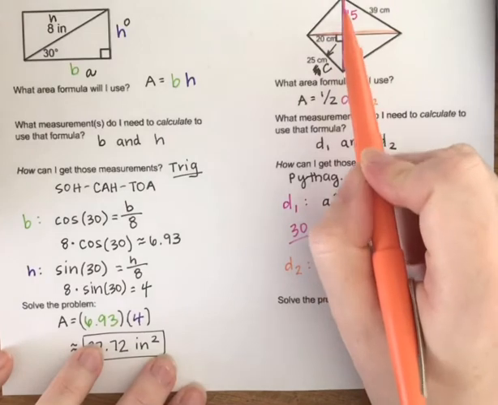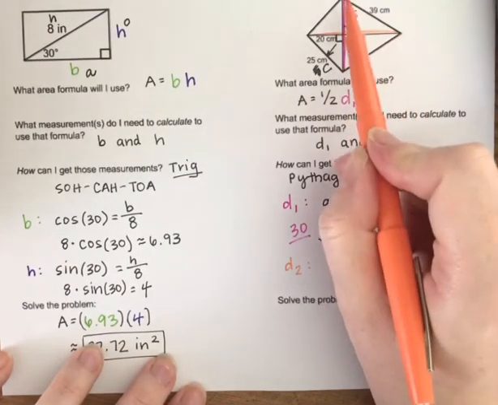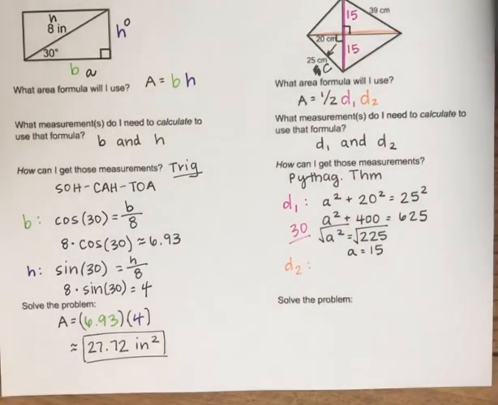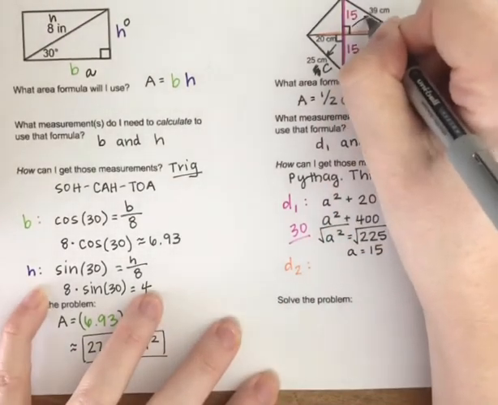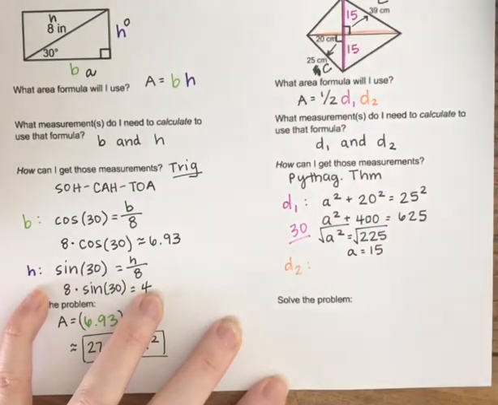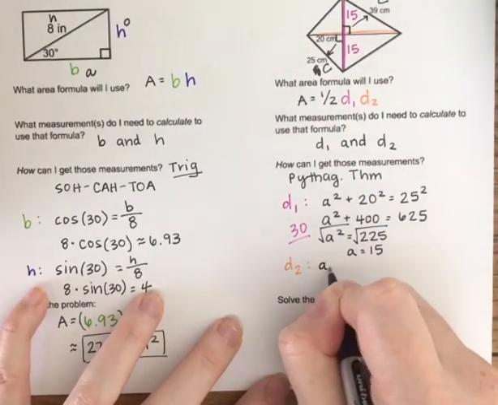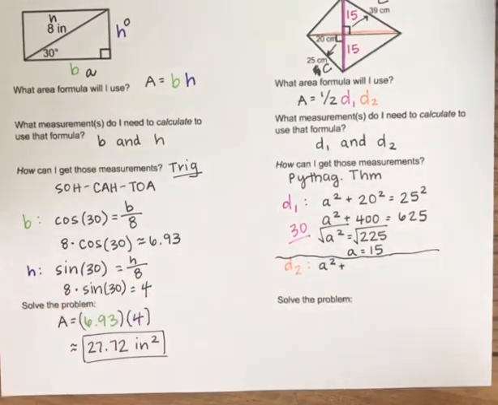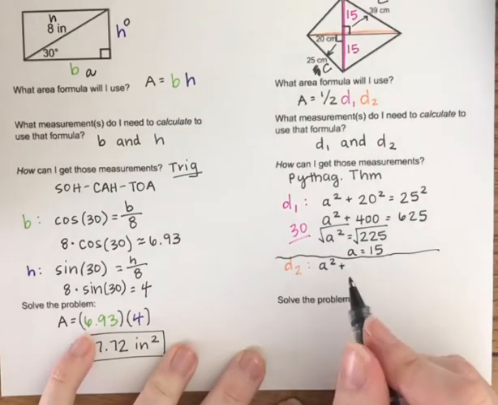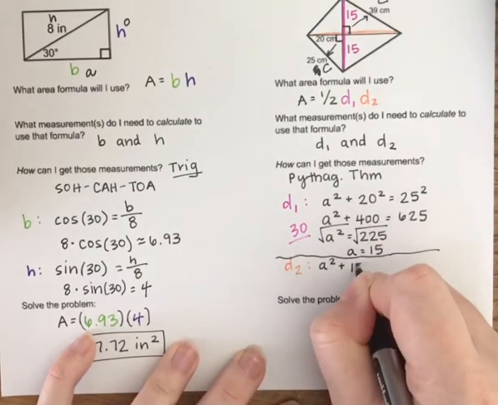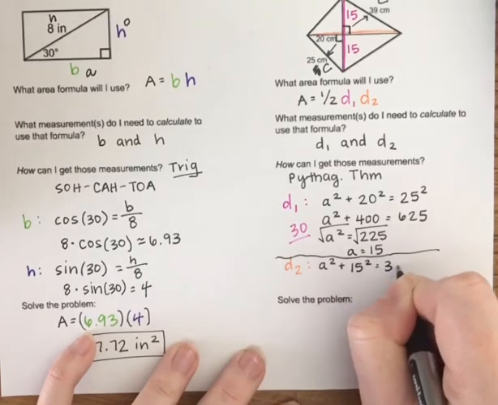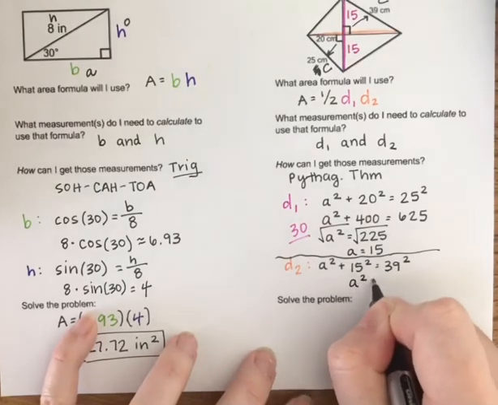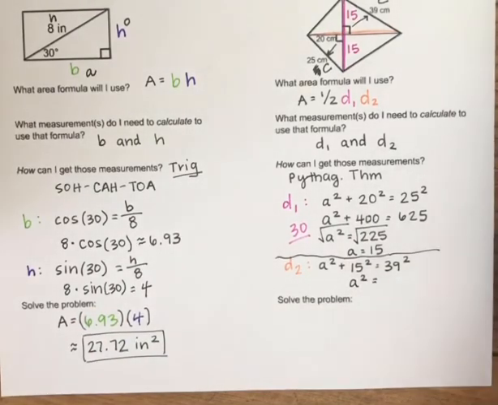Now that we found that this side is 15, we're going to use this right triangle in order to find the other part of that diagonal, okay? Again, across from my right angle, that's going to be my C. The other one does not matter, so let's do a squared plus 15 squared equals 39 squared. Again, let's go ahead and solve this. I'm just going to do it a little bit faster here.